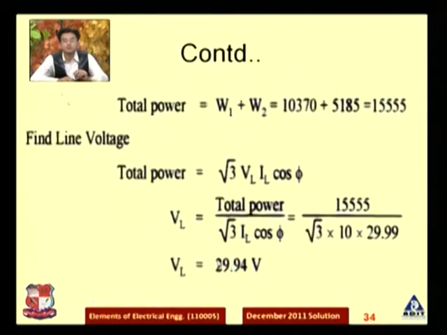Now you can put the values in the equation. So VL is equal to total power divided by root 3 IL cos phi. By putting in the values you will be able to know the line voltage. Line voltage is equal to 29.94 volt.